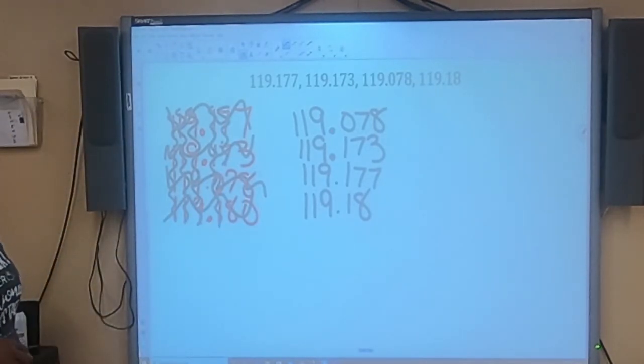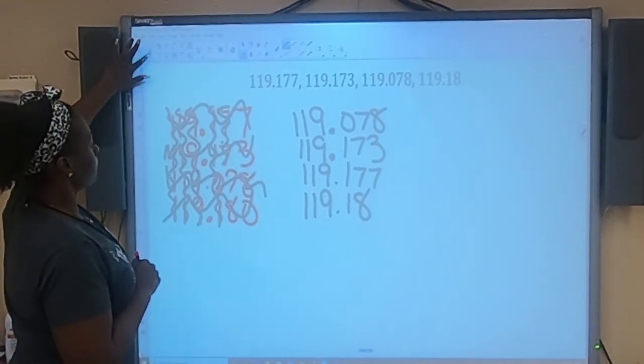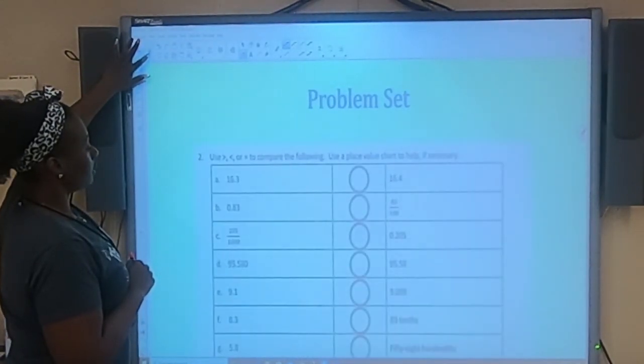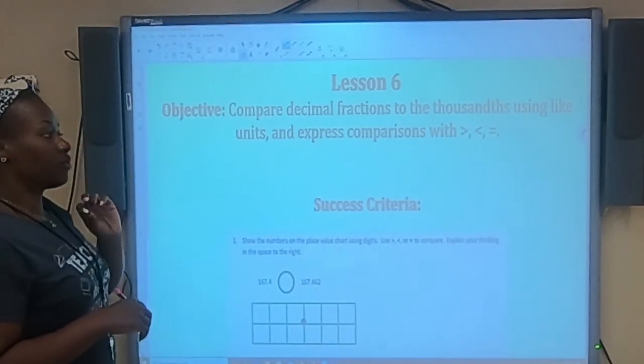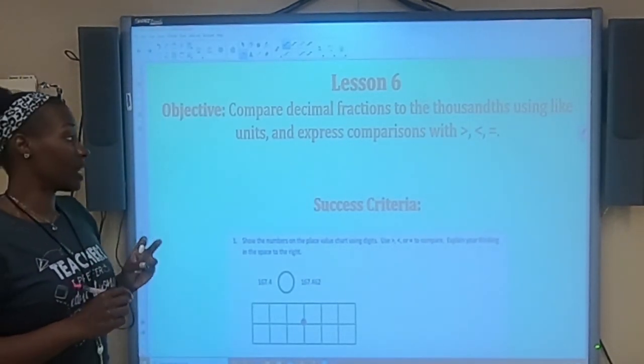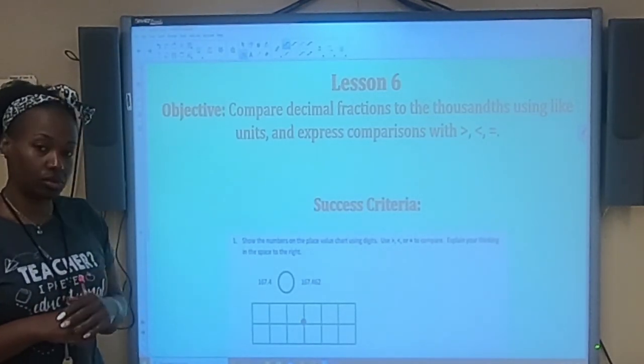So there's my order from least to greatest. That's our lesson for today. Remember, we learned how to compare decimal fractions to the thousandths using like units and express comparisons with greater than, less than, and equal to.